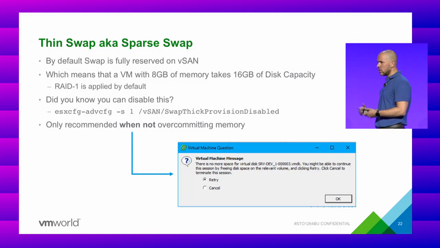You don't need to store those 16 gigs anymore. You have a thin swap file. Now, there's one downside. If you don't have the capacity available from a storage perspective and your virtual machine tries to access those particular blocks and it can't actually get those blocks, this is what you will end up seeing happening, right? The virtual machine will be stunned if you're lucky. If you're unlucky, it will just completely fail. The VMX process will fail. So only use this advanced setting if you have plenty of memory available in your environment.